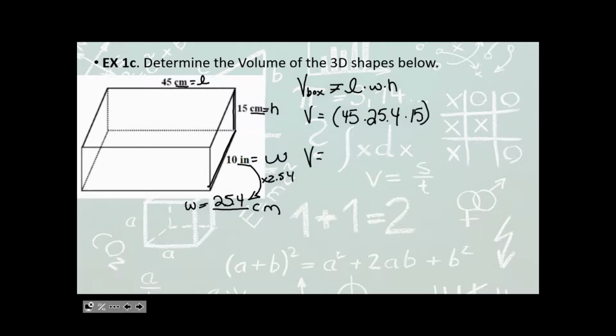So when I multiply that all out on my calculator, 45 times 15 times 25.4, I get 17,145, and my units is centimeters cubed.